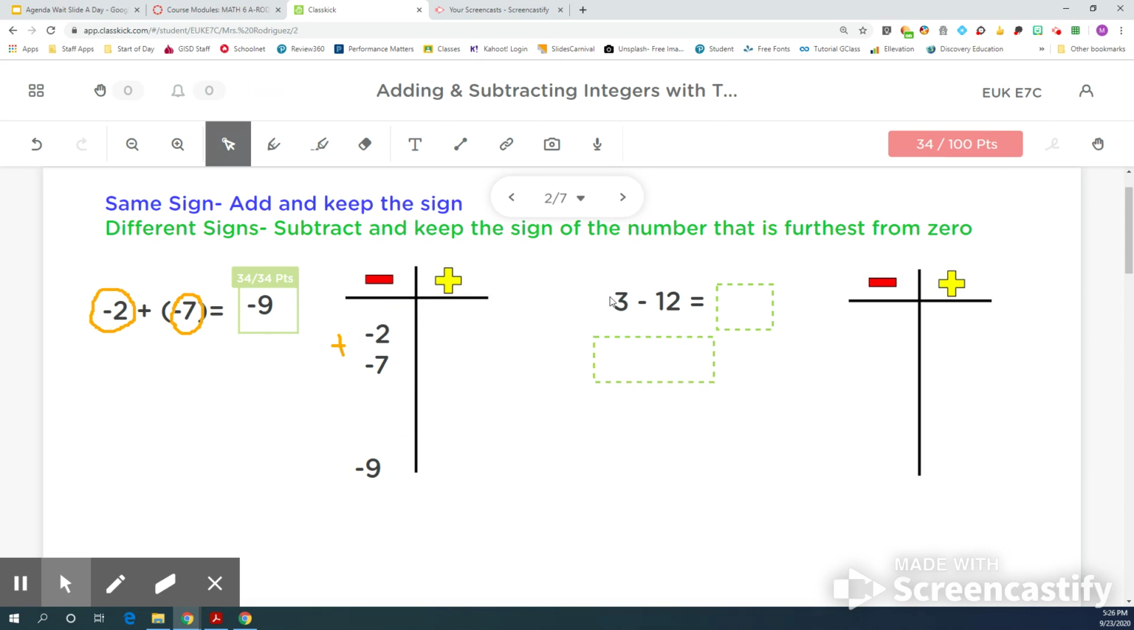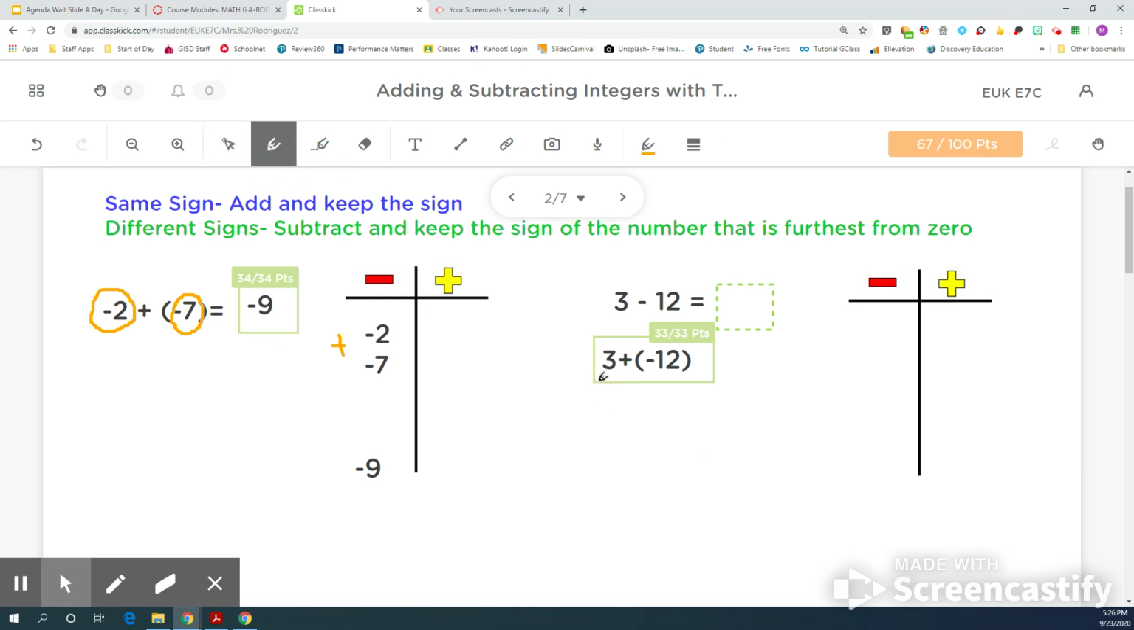Let's go ahead and look at the second problem. 3 minus 12. So this is a subtraction problem. So remember your subtraction rules, you have to add the opposite. So we keep the first number the same. We're going to change subtraction to addition. And then we're going to get the opposite of the second number, and that's +12. So the opposite of +12 is -12. And we're going to put -12 in parentheses because we have a plus and a negative right next to each other.